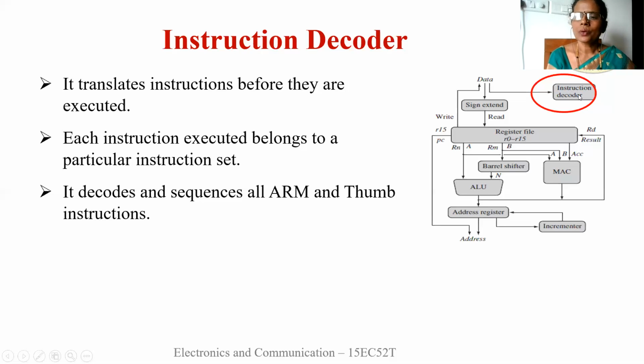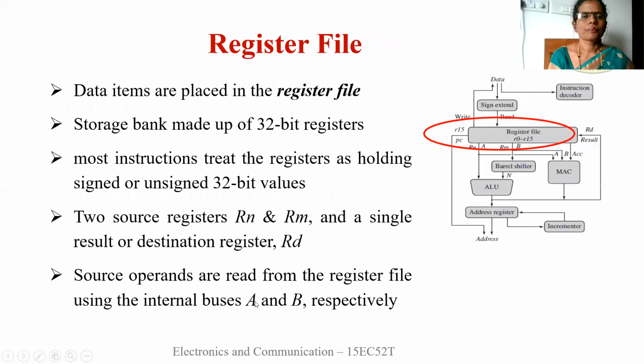The instruction decoder decodes the ARM instruction as well as the thumb instruction. If you give the ARM instruction, it decodes the ARM instruction. If you give the thumb instruction, it decodes the thumb instruction.